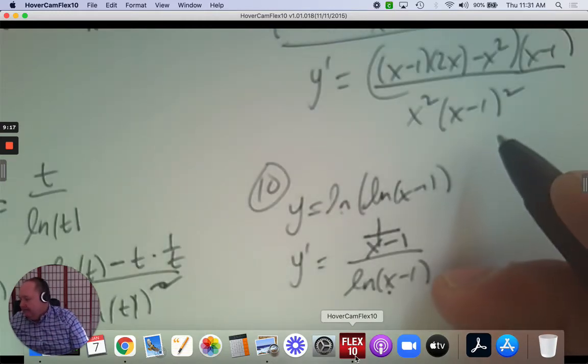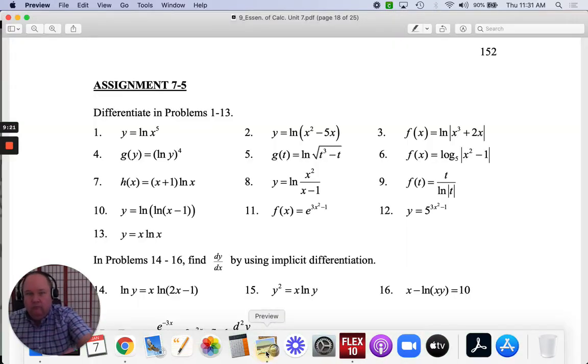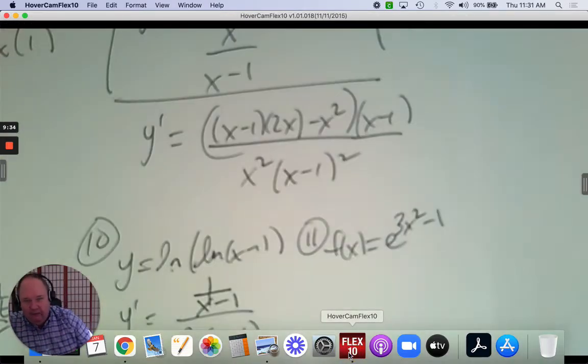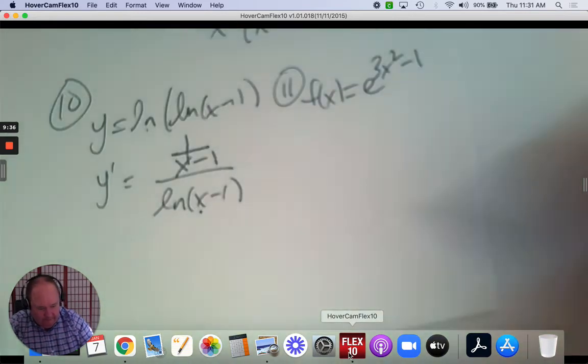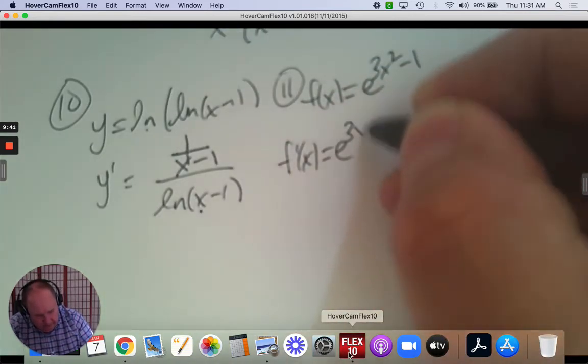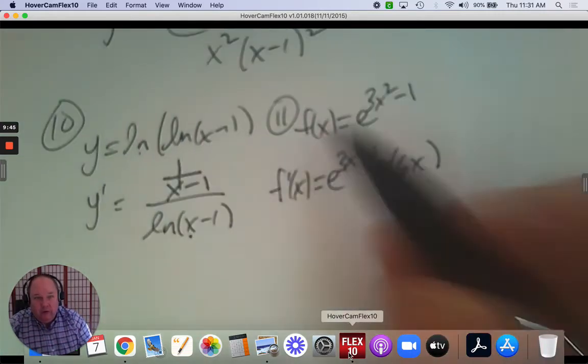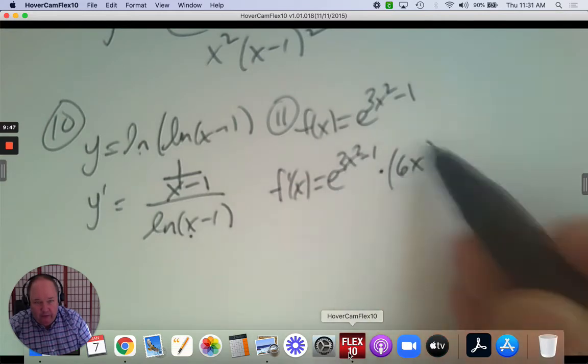Number 11. Oh, an exponential, just for fun. Do you remember how to take derivatives of exponentials? So e to the exponent 3x squared, subtract 1. What's the rule for e? It's the easiest rule. You just copy it. And then the derivative of the exponent is the hook on. So the derivative of 3x squared, take away 1, is 6x.